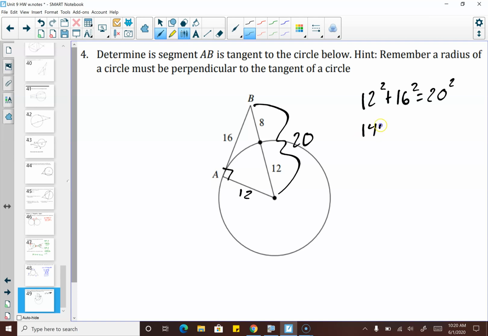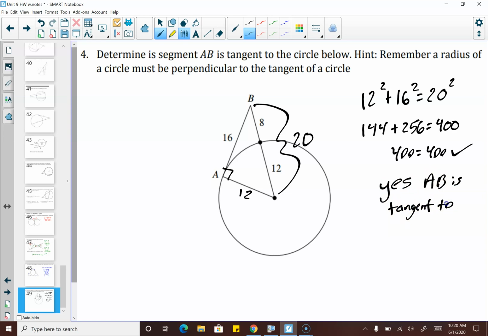So 12 squared is 144, 16 squared is 256, 20 squared is 400. So we add those together, we get 400 equals 400. So since that checks out, yes, AB is tangent to the circle. If our Pythagorean theorem did not check out, that would mean AB would not be tangent to our circle.